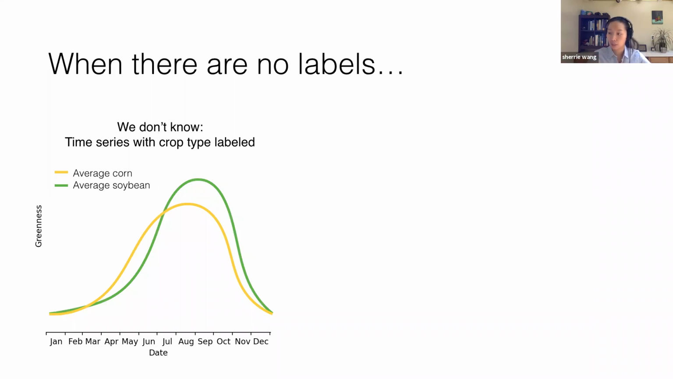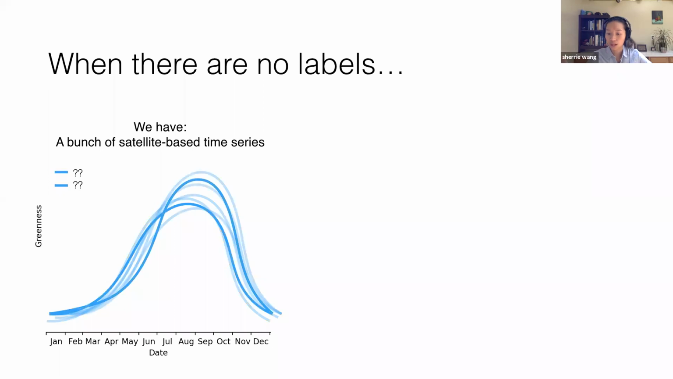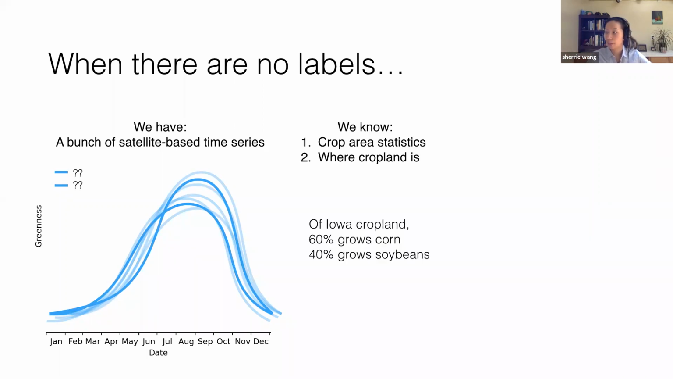And in this case, the example I'm giving for corn and soybean is relevant to the US. And this is actually the sort of pattern that we see in the US. Corn tends to be sown and harvested earlier than soybean, and it also tends to be not quite as green as soybean. But we don't actually have this knowledge a priori. What we do have are just a bunch of satellite time series. We also have crop area statistics, such as of Iowa cropland, 60% is growing corn and 40% is growing soybeans.